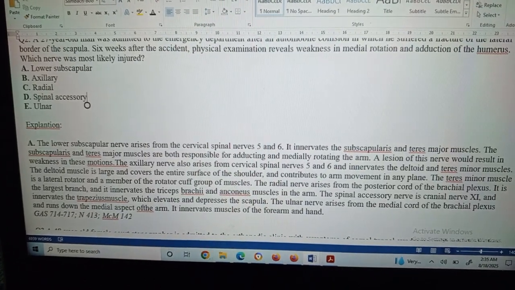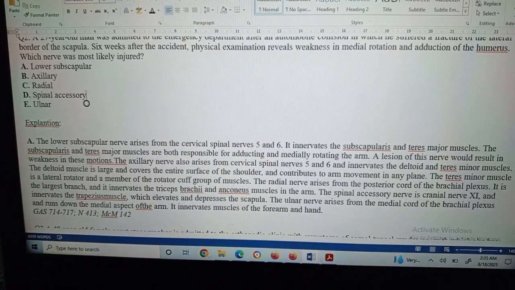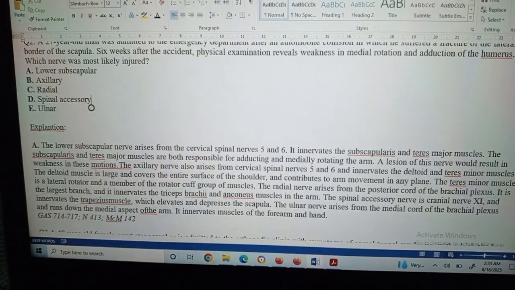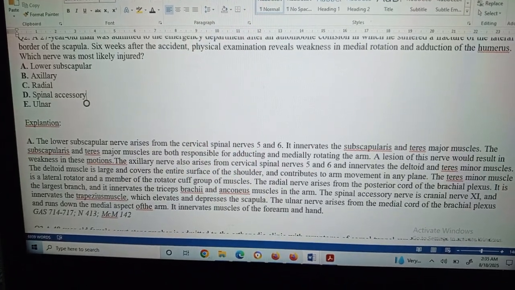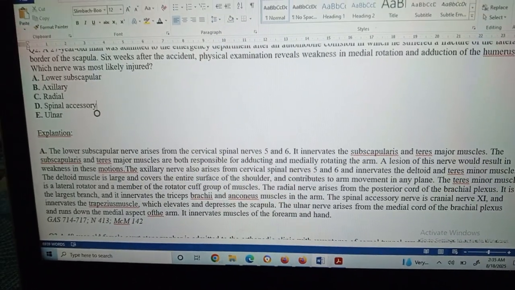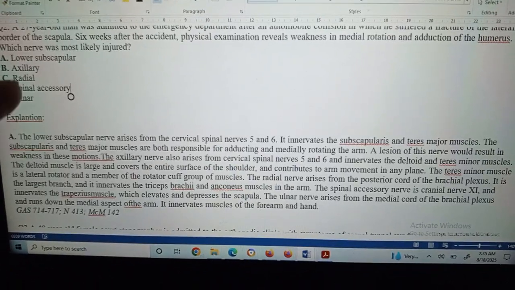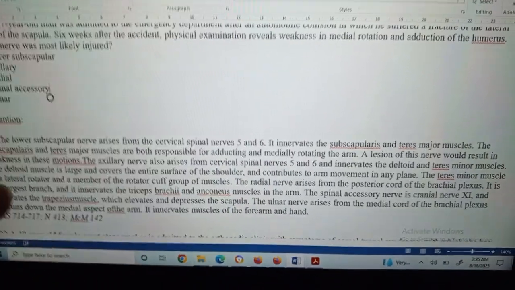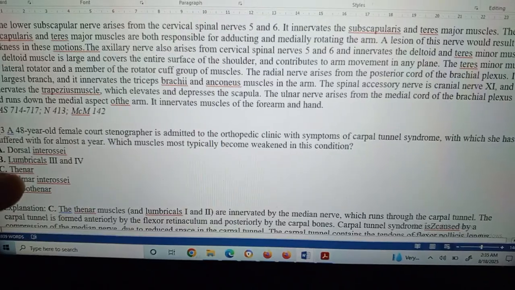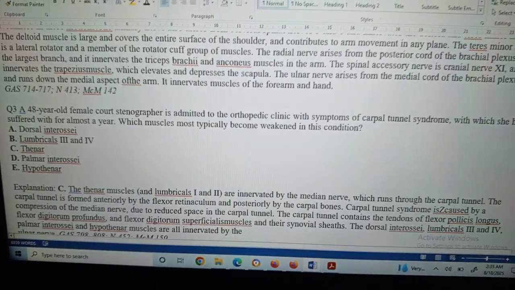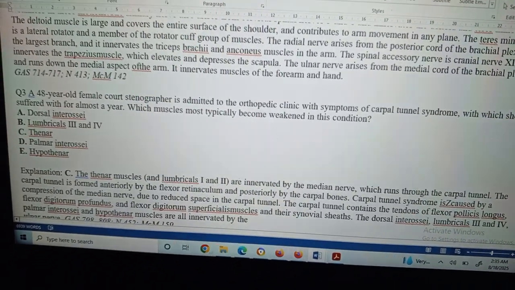The ulnar nerve arises from the medial cord of the brachial plexus and runs down the medial aspect of the arm, and it innervates the forearm and the hand. Now the explanation has a lot of MCQs that can be asked to you, so it means that these all are very important to learn. Any question can be asked to you from this explanation as well.